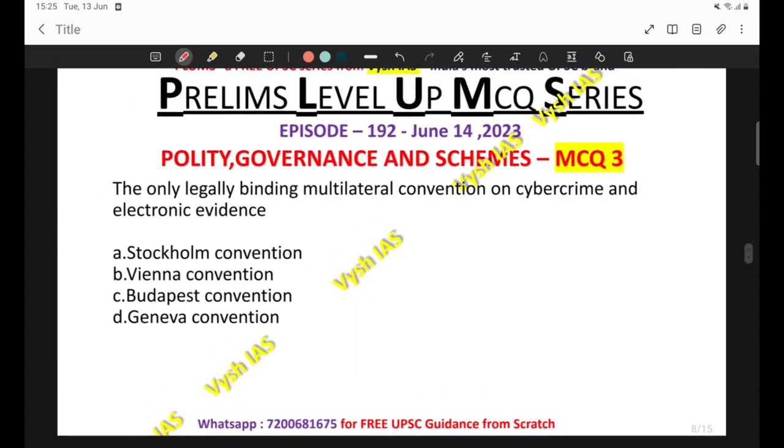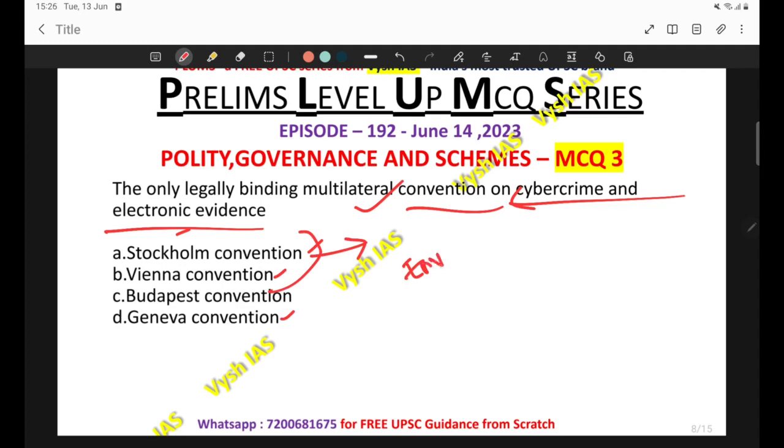Then coming to the next question: the only legally binding multilateral convention on cyber crime and electronic evidence. This is a fairly easy kind of question, because it is a question of polity, like cyber crime and electronic evidence, along with Stockholm Convention, Vienna Convention, Geneva, etc. Even though Geneva is not, these two are fairly environmental conventions.